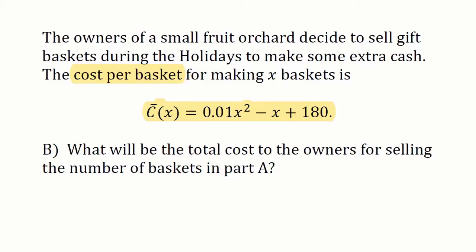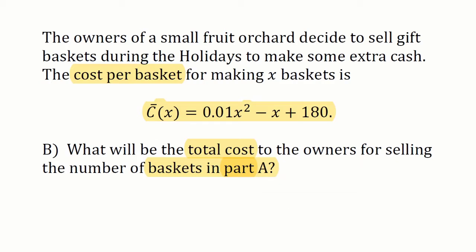Same question, but now let's look at part B right here. So part B of our same example is looking at, according to the wording, what will be the total cost. And now this total cost here, I have to be clear, is different from the C bar. So what will be the total cost to the owners for selling the number of baskets in part A?